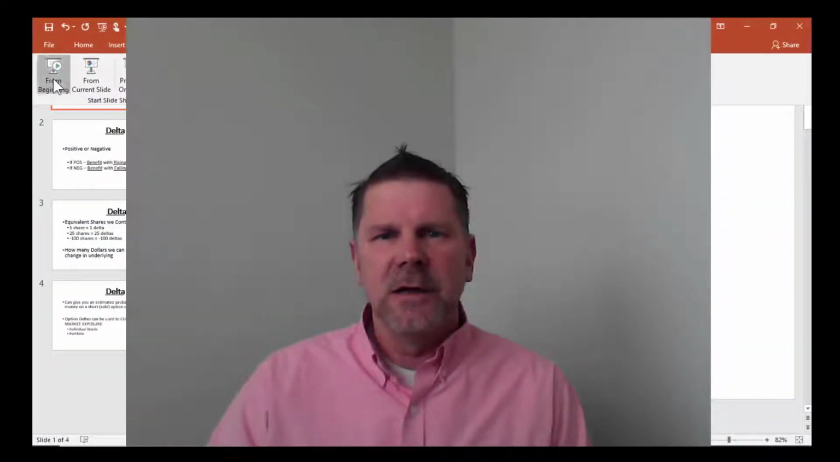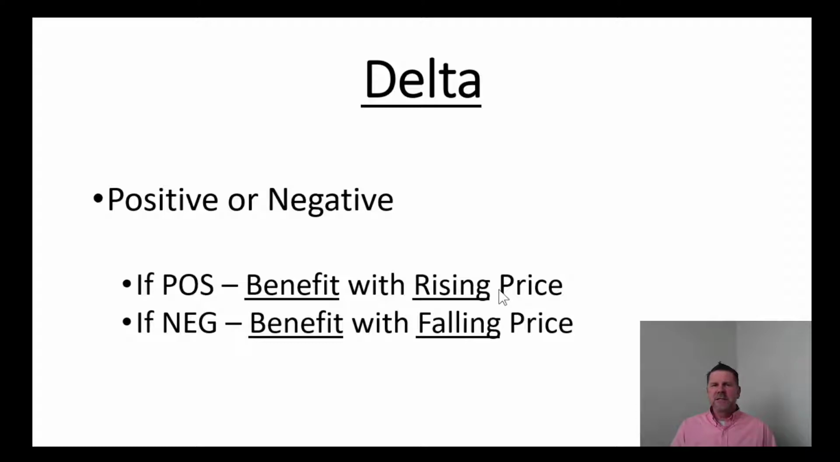I'm going to bring up just a quick slideshow on the delta so that we can get a sense for what this delta, as one of the option Greeks, can actually do for us as a responsible money manager. First of all, when you take on an option contract, delta can be positive or negative to your portfolio. When you buy and sell options, it's going to generate positive or negative deltas.